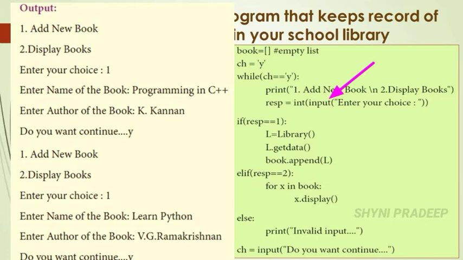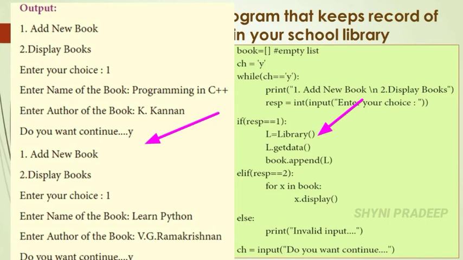Okay. Next check the if condition, resp is equal to 1. If you are entering 1, you have to check this condition, resp is equal to 1. Resp is equal to 1 is true, because you entered 1. L is equal to library. L is the object name and library is the class name.